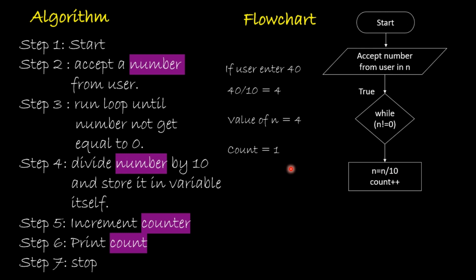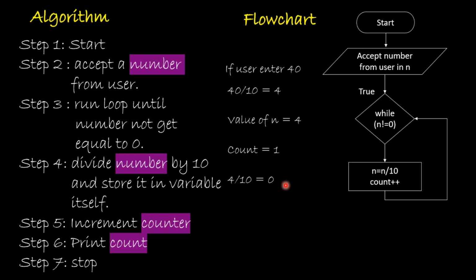So now again the control will go from here to here. It will again check the recently updated value of n, that is 4, right? 4 is not equal to 0. Yes, it is not equal to 0. The condition will get true. Again it will enter into the loop. Now again it will divide 4 by 10. If we divide 4 by 10, 4 is not completely divisible by 10 because it is less than 10, right?